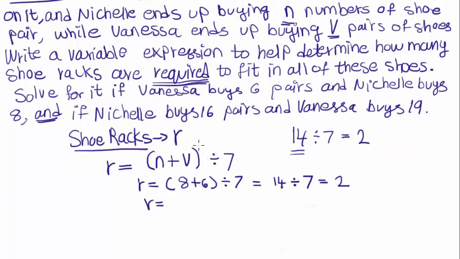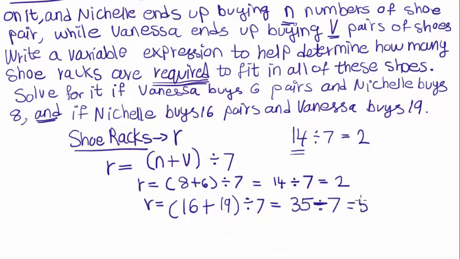Similarly, I need to find out how many shoe racks I need if Nichelle buys 16 pairs of shoes while Vanessa buys 19 pairs of shoes. Since 16 plus 19 is equal to 35, and 35 divided by 7 is equal to 5, I need 5 shoe racks to organize all the shoes if Nichelle buys 16 pairs and Vanessa buys 19 pairs.